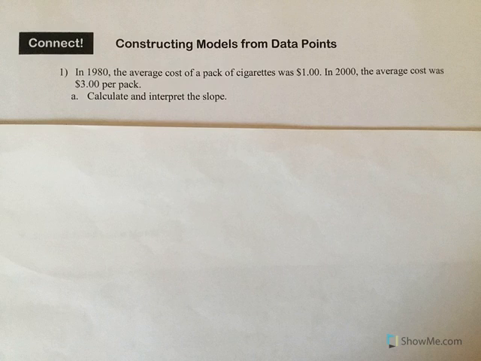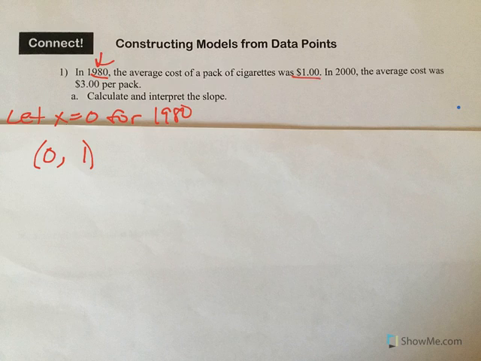All right, so to calculate our slope, we first need to think about ordered pairs. Because we're going to be constructing a linear model, we're going to need a y-intercept. Recall that with y-intercepts, you have to have an x value of 0. So I always start with my oldest year. 1980 is the oldest year, so let x equal 0 for 1980. That gives me the ordered pair (0, 1), because at the beginning, cigarettes were $1.